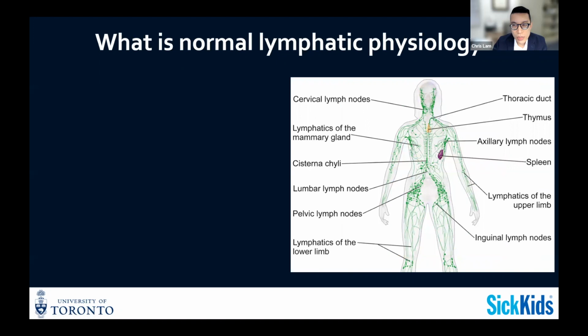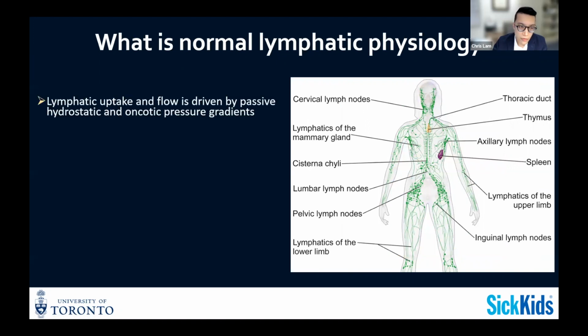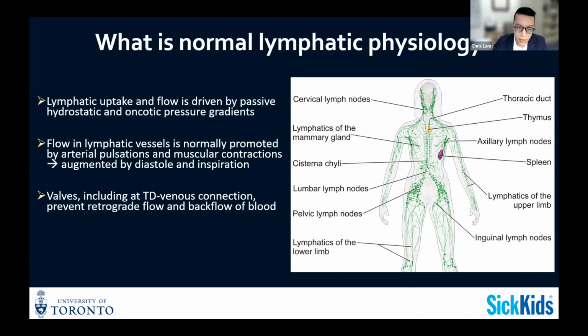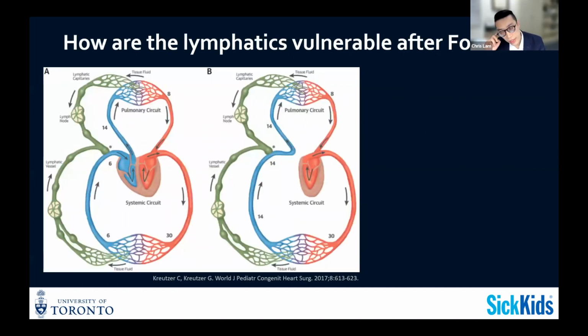So let's think about what is normal lymphatic physiology. Lymphatic uptake and flow is driven by passive hydrostatic and oncotic pressure gradients. Flow in the lymphatic vessels is normally promoted by arterial pulsations and muscular contractions, and this is augmented by diastole and inspiration. There are valves in the system, including at the thoracic duct venous angle, and this prevents retrograde flow and backflow of blood normally. This is important because lymphatic vessels are very prone to thrombosis if they contact blood at all. So you can already imagine how this is pretty bad in a Fontan situation.